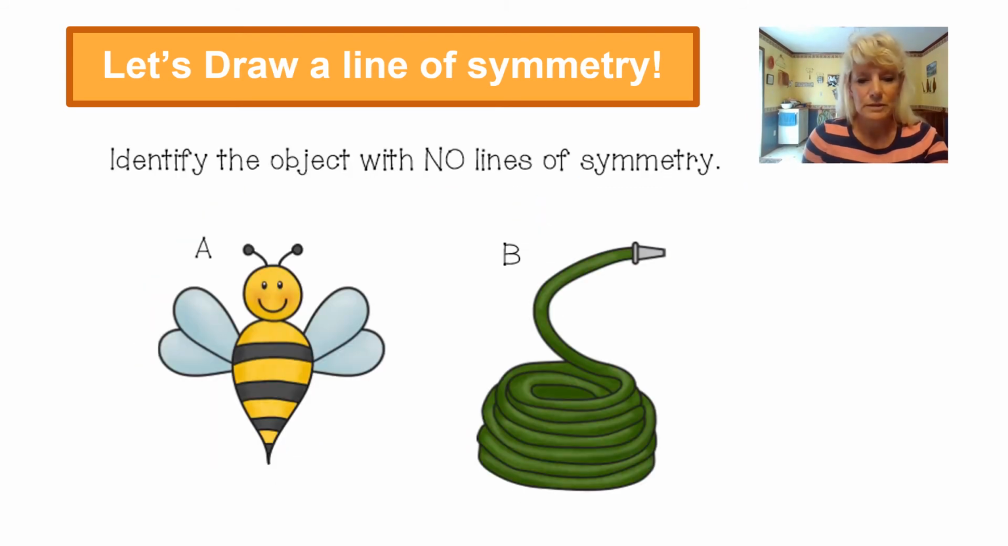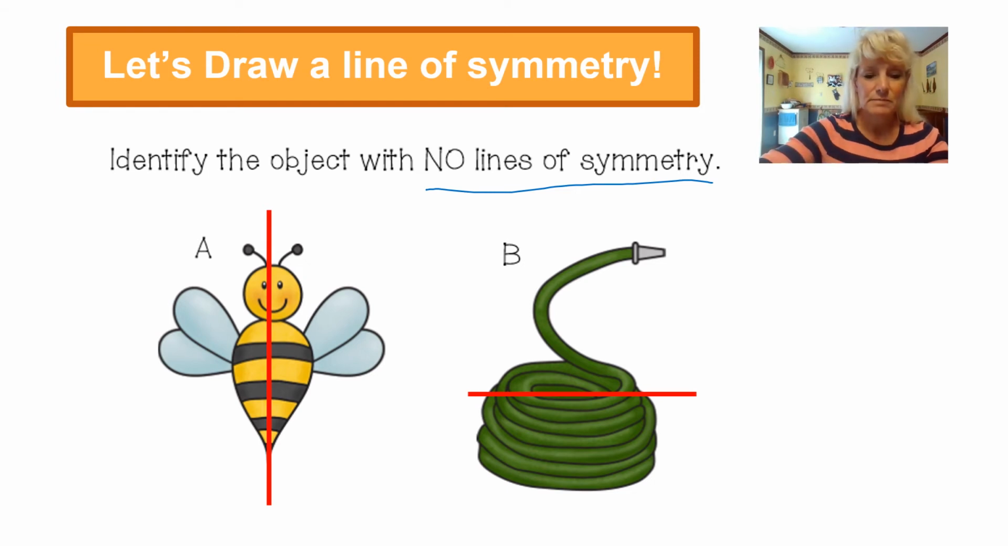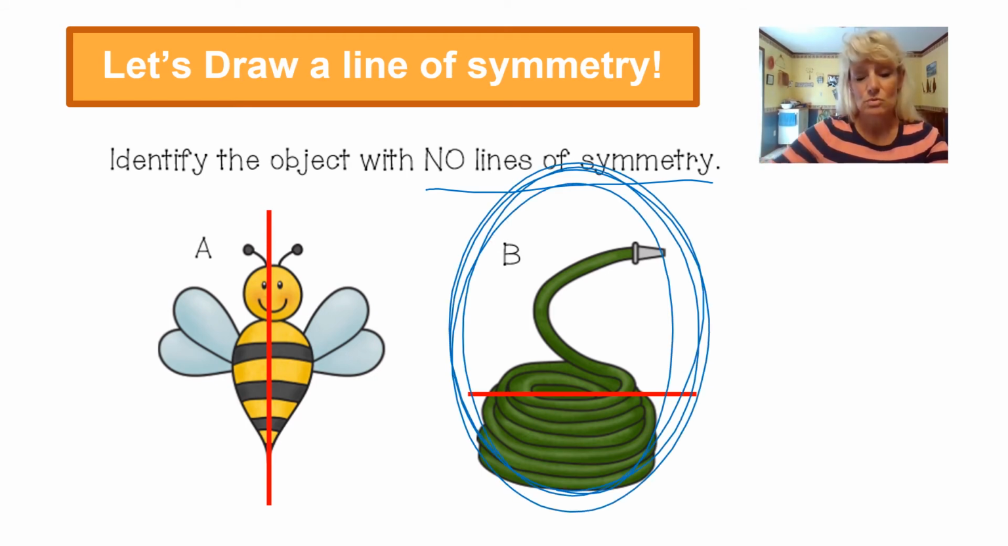All right, how about this one? No lines of symmetry. Okay, I can divide A and I can divide B. So when I'm looking at A, both parts look very much the same. All right, there's nothing that looks the same in this hose. So no lines of symmetry goes to B.